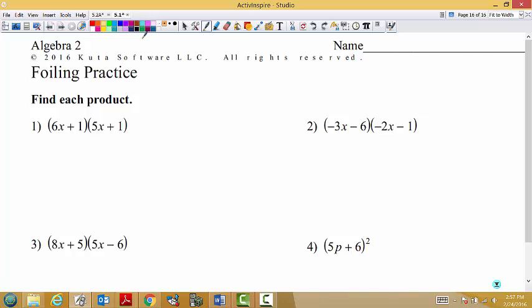foil from Algebra 1. Hold on, I'm taking my scarf off. It's killing me. It's so hot in here. This was the day the power blinked, so it's hot.